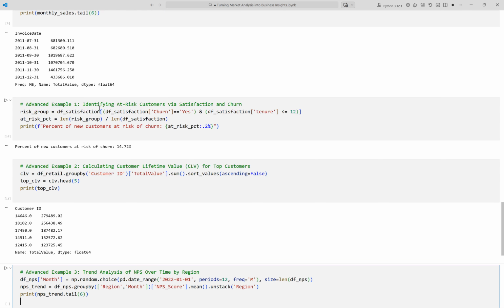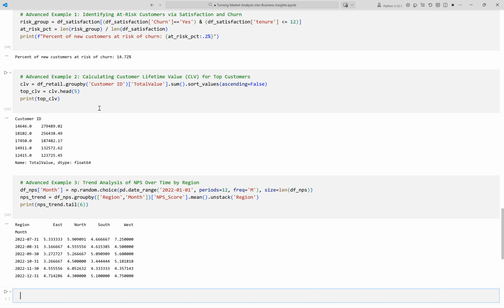Running the cell now. This output shows the average NPS scores over the last 6 months for each region, highlighting trends and variations in customer satisfaction by area. Notice how grouping by region and month then unstacking creates a clear, comparative table of scores over time, essential for spotting regional patterns or anomalies. This step underscores the importance of temporal and categorical grouping in analyzing survey data to inform targeted marketing strategies.